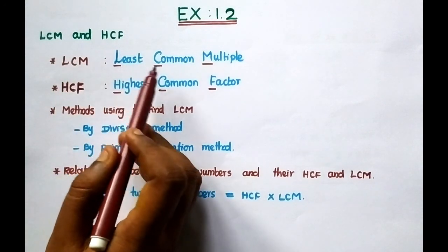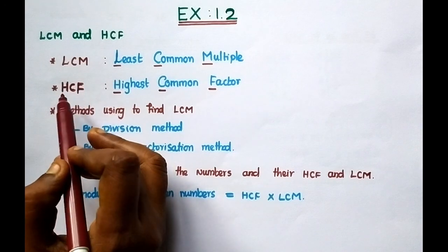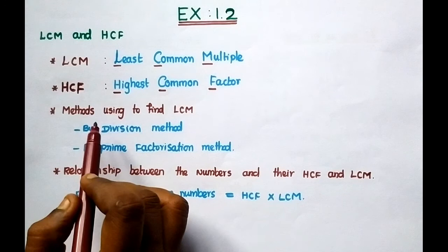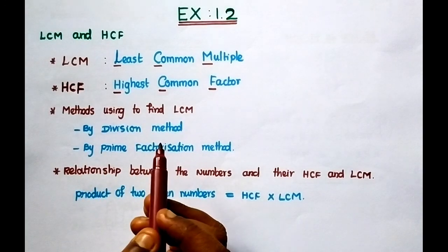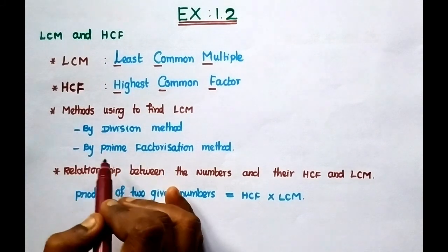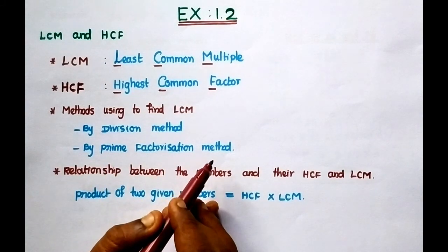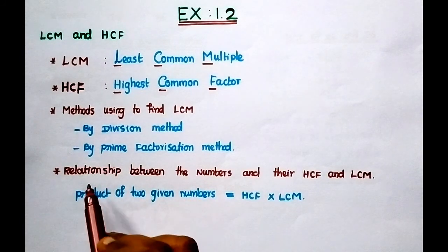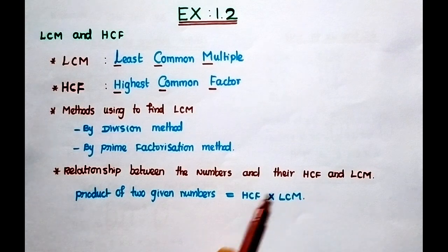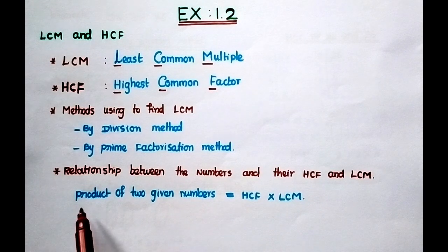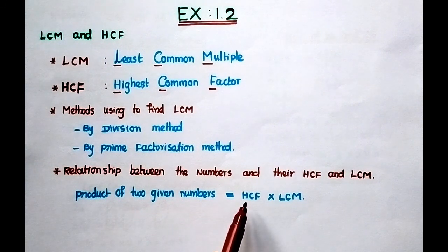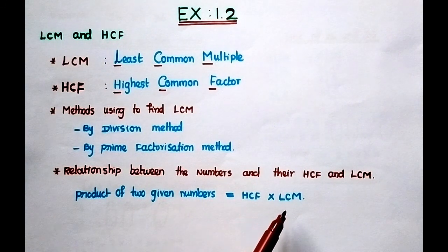LCM means least common multiple. HCF means highest common factor. The methods used to find LCM are the division method and the prime factorization method. Two methods are there. And then the relationship between the numbers and their HCF and LCM: the product of two given numbers is equal to HCF into LCM.